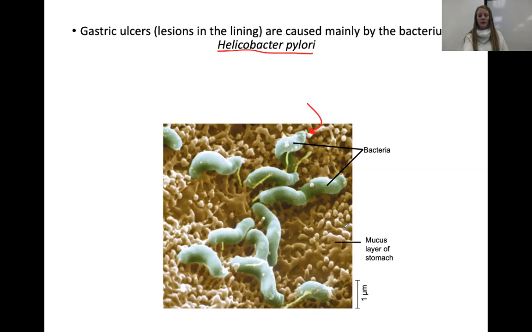Here, just to give you a little sense of what we're looking at, that greenish worm-looking thing is the bacteria, and this cream yellowish white color is the mucosa layer of the stomach. And then it also gives us a reference here. This is how zoomed in we are on this picture. So we're looking at something extremely small.